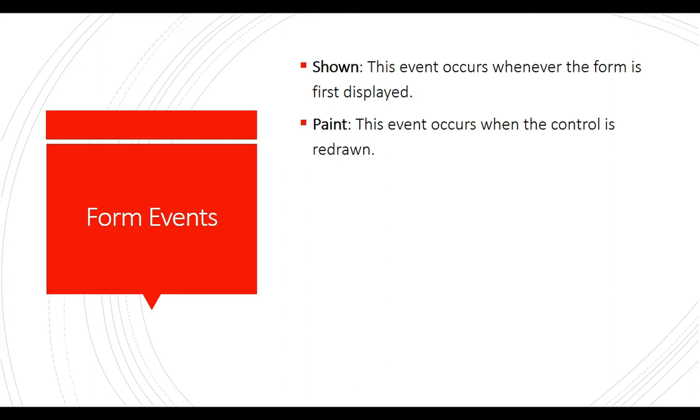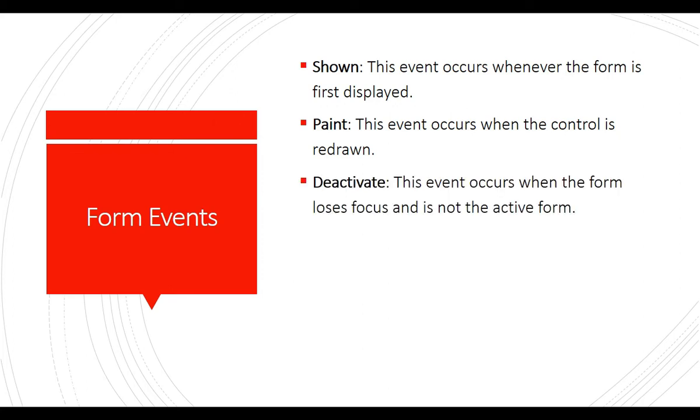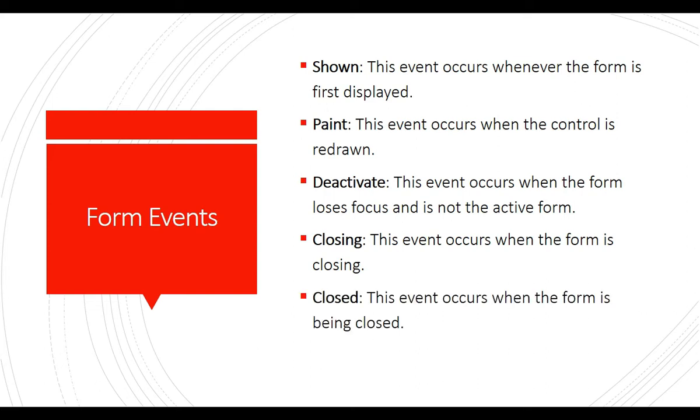Next is the paint event. It occurs when the form is redrawn. Next is the deactivate event. It occurs when the form loses focus and is not the active form. The next one is the closing event. It occurs when the form is closing. Next is the closed event. It occurs when the form is being closed.